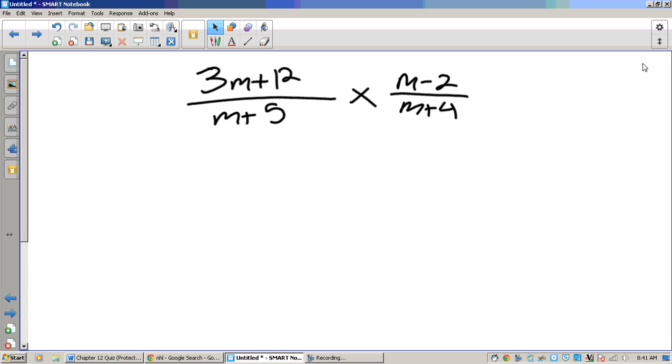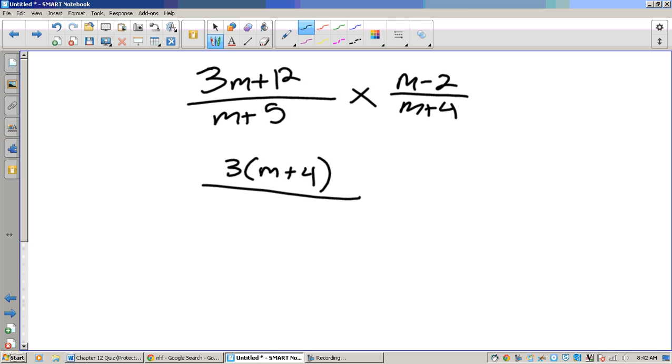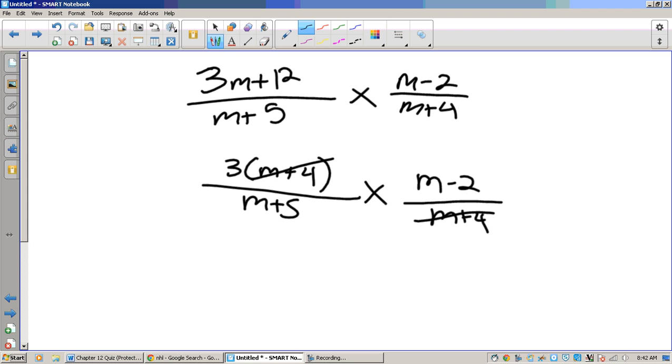All right, so we've done our same change flip. Now we're going to factor out, look for any common factors in our binomials. In this case, I can factor out a 3, which leaves me with (m + 4)/(m + 5) times (m - 2)/(m + 4). The binomial m + 4 cancels out, and we're left with 3(m - 2)/(m + 5). If you want to distribute the 3 through the m - 2, you may do so.